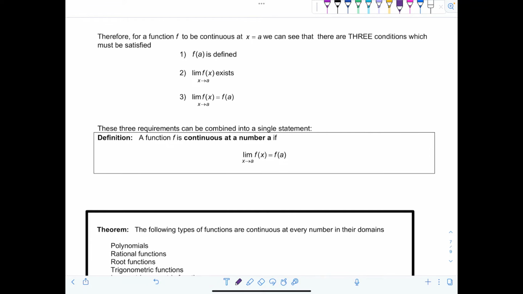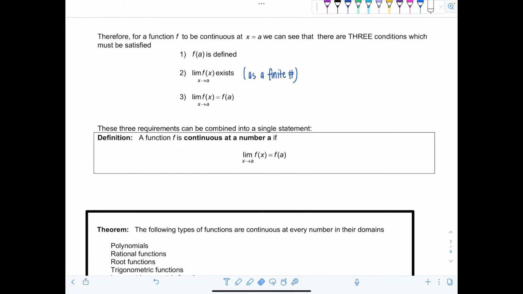Okay. So remember, there's 3 conditions that have to be satisfied for a function to be continuous at a point x equals a. And they are as follows. First one is that f of a is defined. So the function exists and it is defined as a finite number. Okay, you can't have an asymptote or something there. Second thing, the limit as x approaches a of f of x exists, and that limit needs to exist as a finite number also.